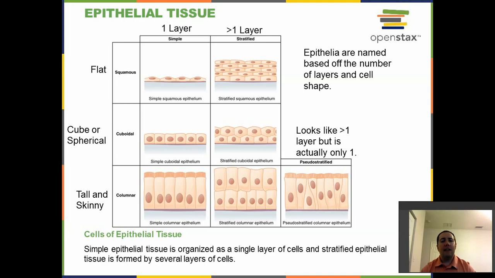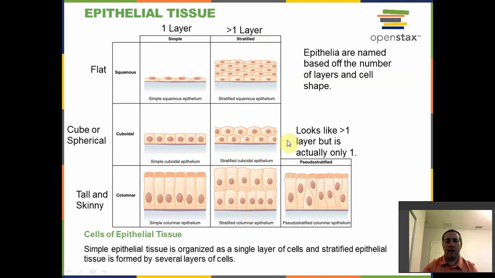And so the easiest way to describe these is the number of layers of cells. The question is: is there one layer or more than one layer? If there is one layer, like we see in the leftmost column, we say that it is a simple epithelium. Epithelium is the noun term for epithelial tissue. If there is more than one layer, that is called a stratified epithelium. And that is the second column here.